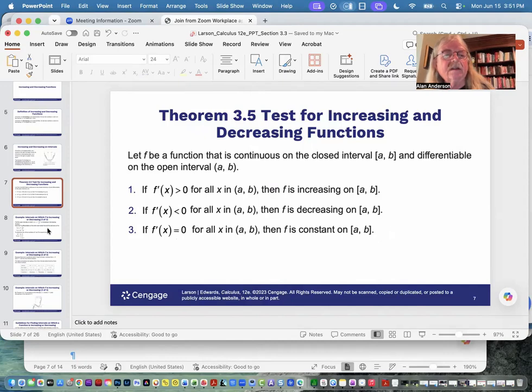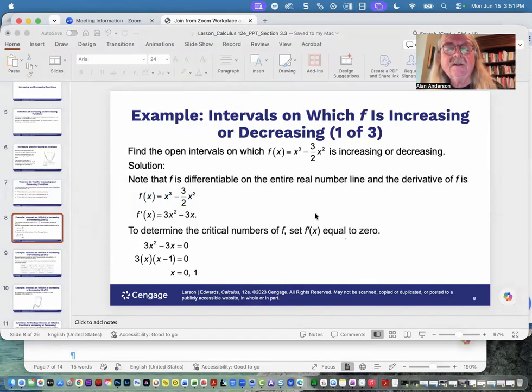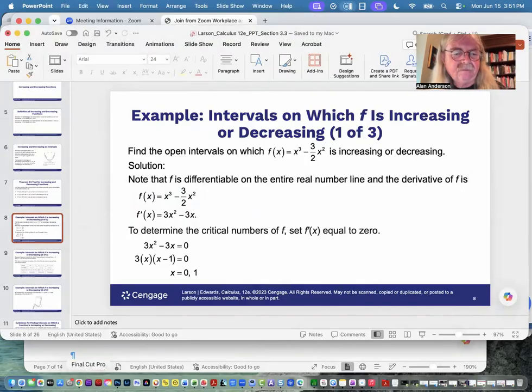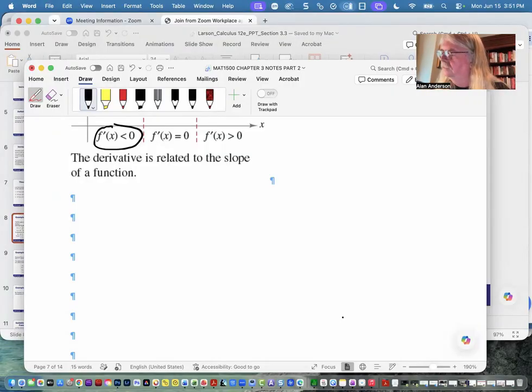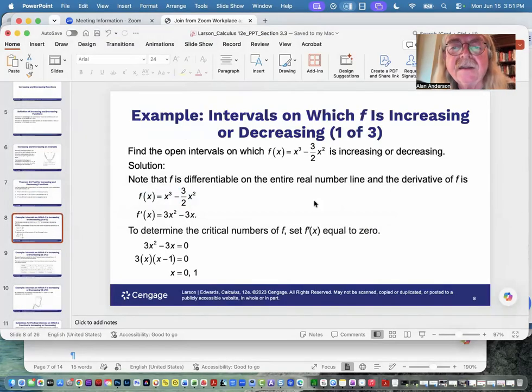All right, so let's look at an example of this. We have x cubed minus 3 halves x squared. Let's write this down. f of x equals x cubed, oops, that's minus 3 halves x squared. They would like us to find the intervals over which the function is either increasing or decreasing.